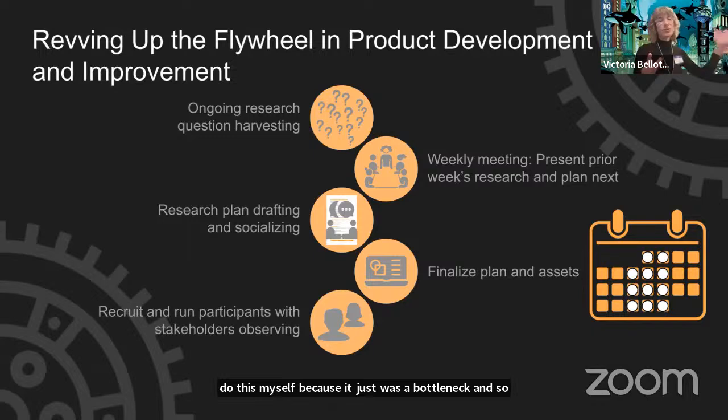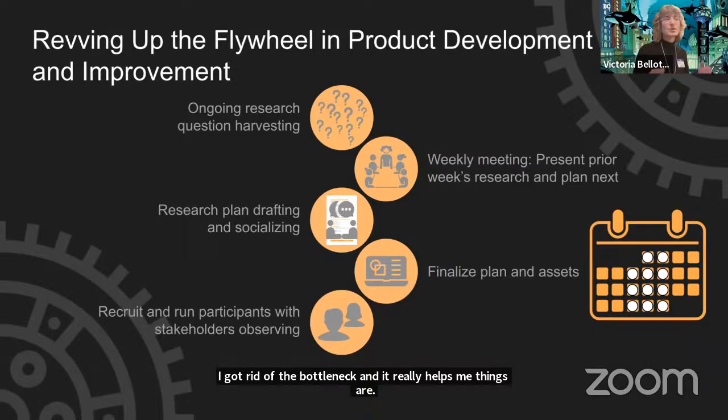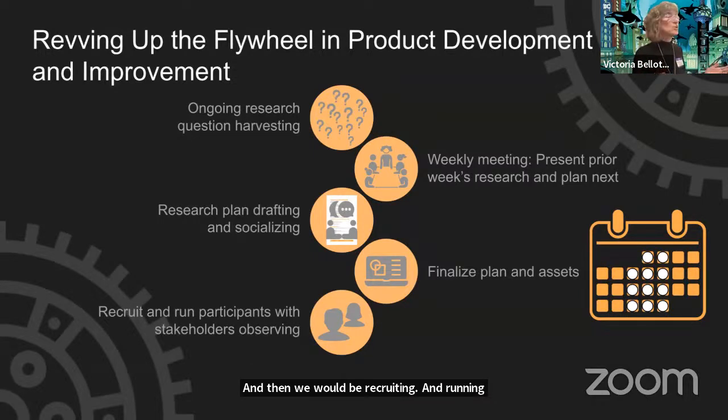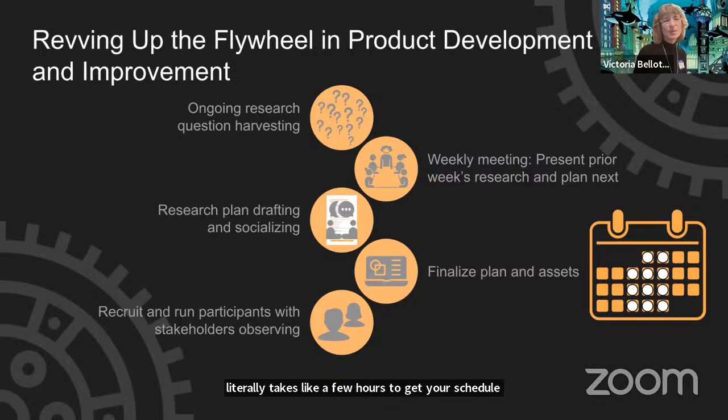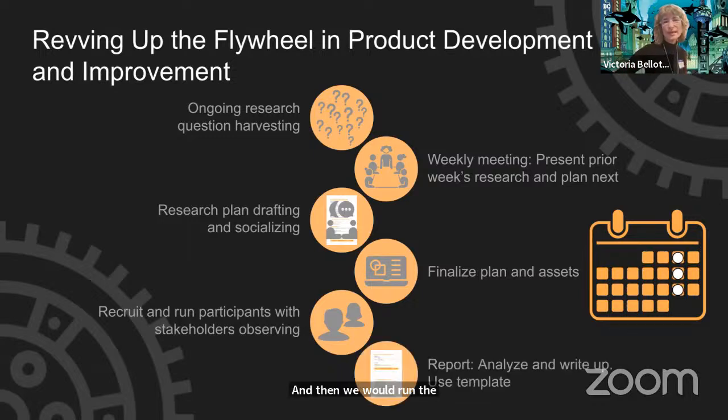And then we would be recruiting and running participants. Recruiting participants with user testing, you can actually do it on the same day. It literally takes a few hours to get your schedule completely full. Then we would run the participants maybe on the Thursday. By the end of the day, we've got everything. And then Danielle would be able to write up a really nice succinct report and have it ready for Monday. She'd be done by Friday.